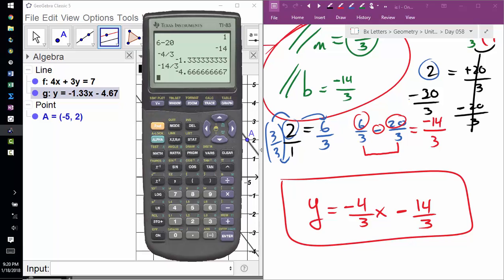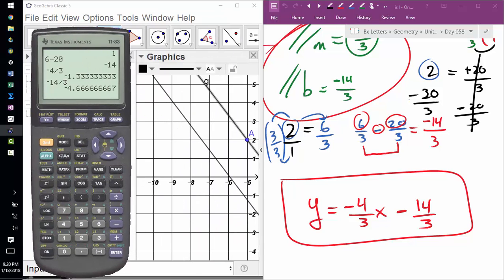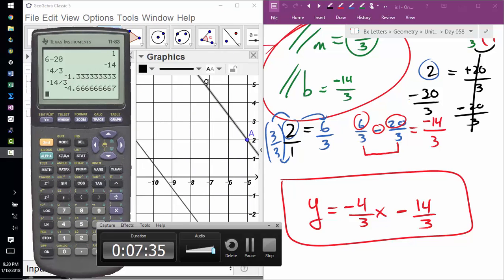So math is a beautiful thing. If you do it correctly and follow all the rules, you'll never be wrong. Even how absurd and crazy this equation looks, that's just how it works. That's what it needs to be in order to satisfy these conditions. I'll see you in the next one.